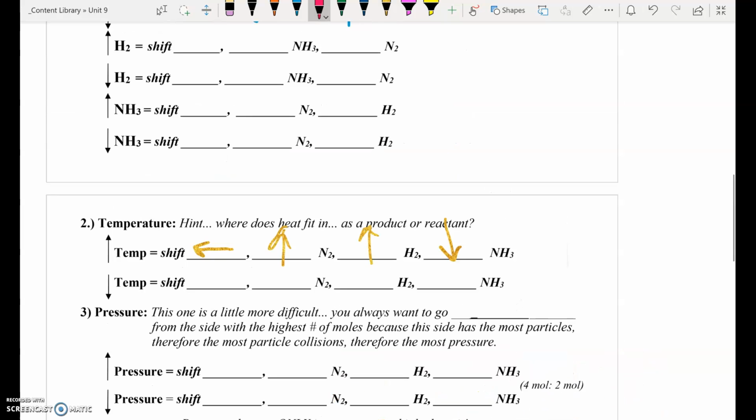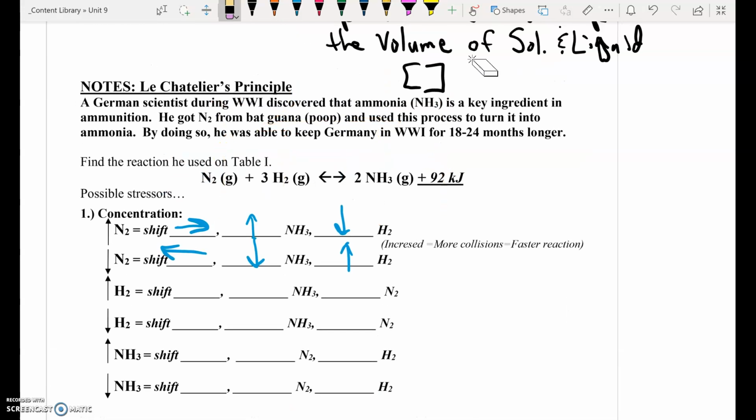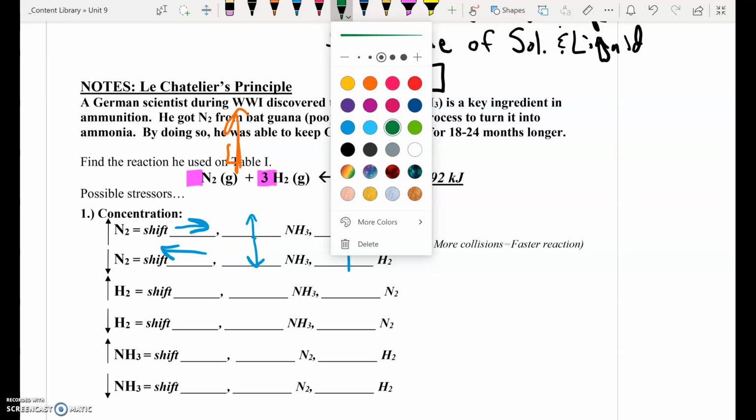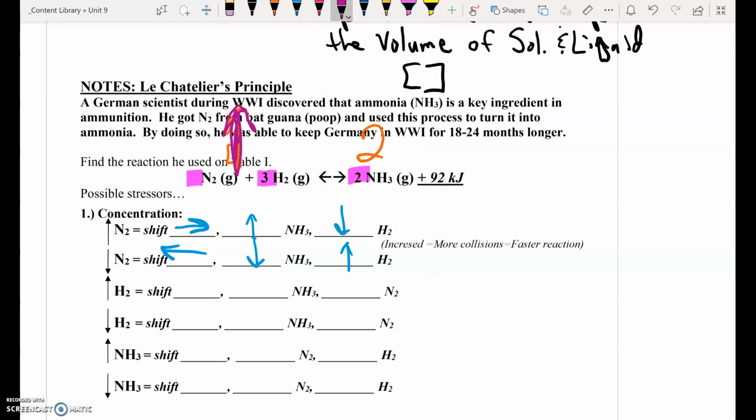So here we go. Pressure shift. It looks to me like on this side I have one mole there and three moles there, and I have only two moles there. It does not count for heat, because heat isn't an actual chemical substance. It's the byproduct of a chemical reaction. Heat is not an actual chemical product, okay? So I have a total of four moles on this side, and I have a total of two moles on this side. So if I increase pressure, it's going to be higher on this side. The pressure is going to be higher on the left. So this side is going to have higher pressure because there are four moles. This is going to have lower pressure. So it goes from high to low.